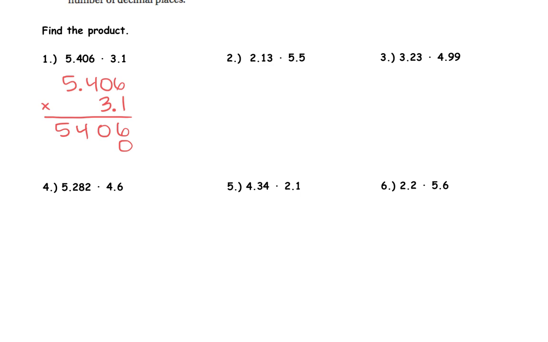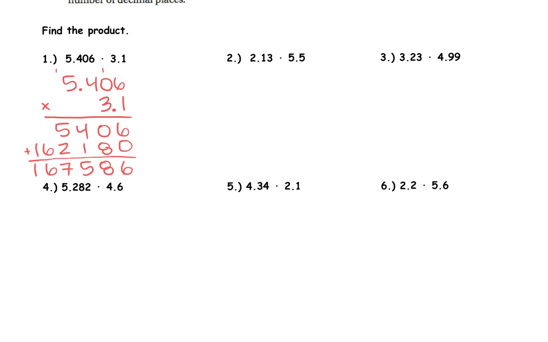So 3 times 6 is 18. Then I carry a 1. 3 times 0 is 0, and then plus 1 is 1. Then 3 times 4 is 12, carry the 1. 3 times 5 is 15, plus 1 is 16. So now I'm ready to add these, and what you should be noticing is that this is exactly what you would do if there was no decimal point there.